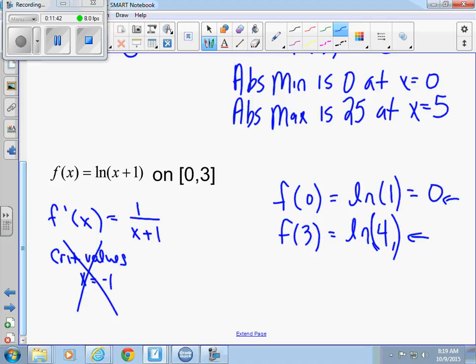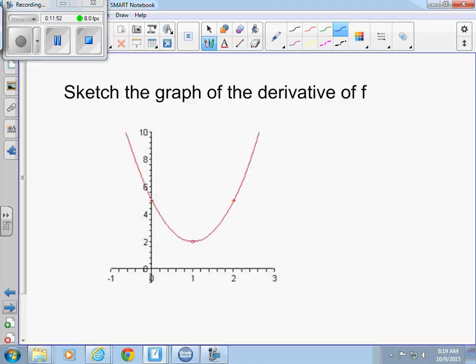Still don't know what natural log 4 is, so we'll just leave it as natural log 4. Thank you. Any questions about that one? Okay, this is just something to kind of get us thinking. What we just did sums up most of your homework. So pretty much done. We just have a few little things we want to look at.